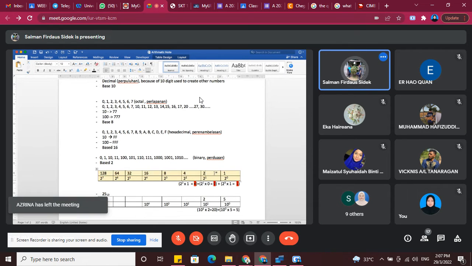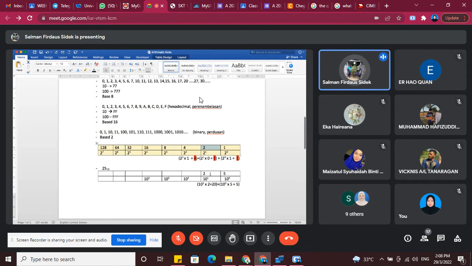For example, for 3, we need to use 1, 1. 1, 1 means 2 plus 1 is 3. If you want to create 4, it is 1, 0, 0. 1, 0, 0 means 4, meaning we use 4 without using 2 and 1. So we start the number from right to left. The rest of the numbers to the left side, we just ignore if we are not using them. But the sequence to the right side, we will use it if we want to create a combination of 0 and 1.